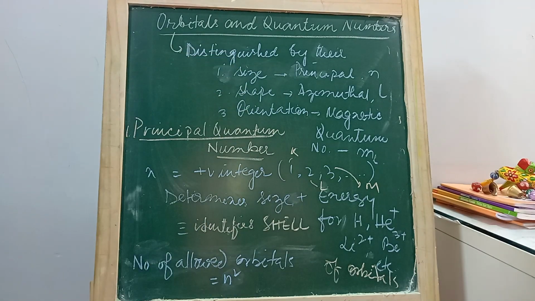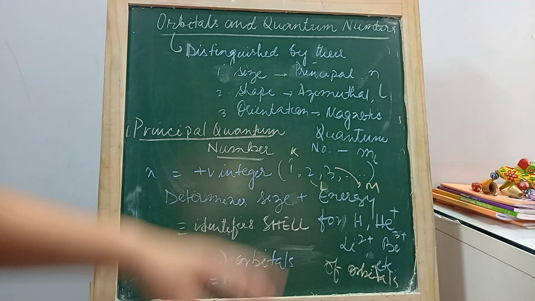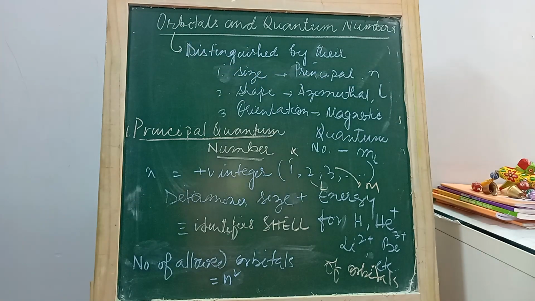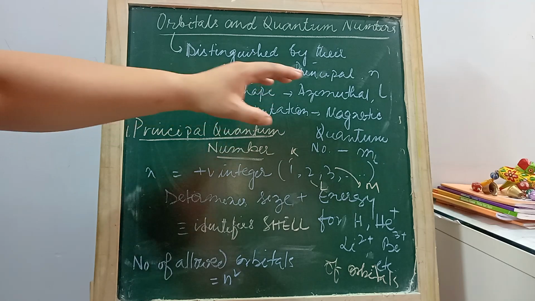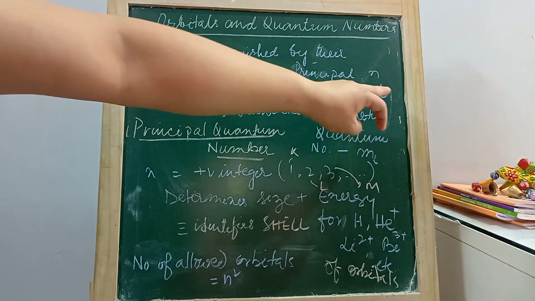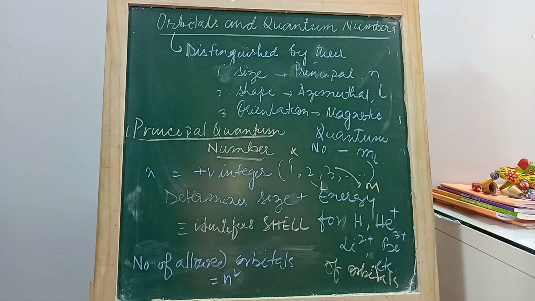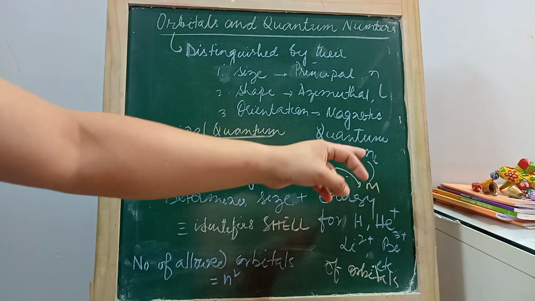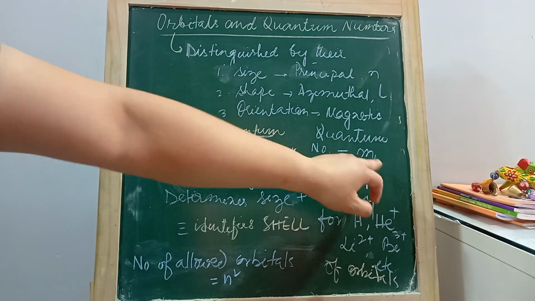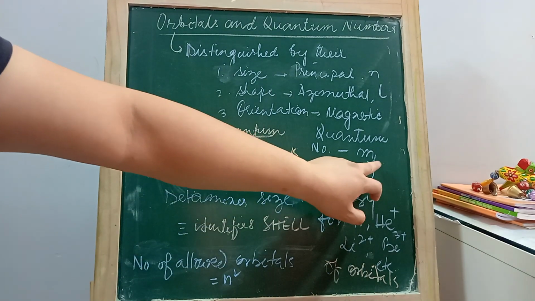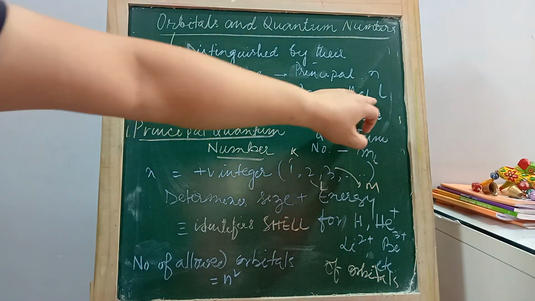Now these are described by different quantum numbers. The principal quantum number is denoted by small n. The shape corresponds to the azimuthal quantum number, denoted by small l, and the orientation of the orbital is described by the magnetic quantum number, with the symbol ml. Its value depends on the azimuthal quantum number l.